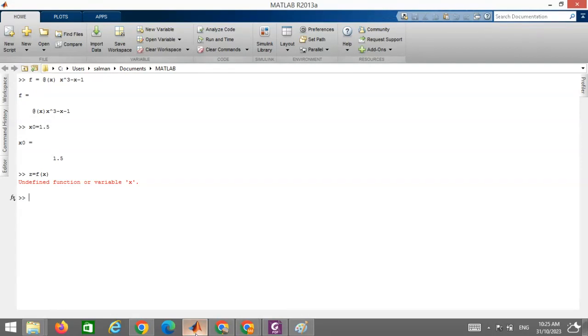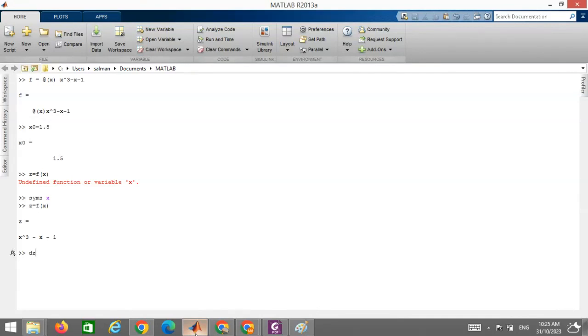Why? Because z is a function of x, which is taking from f of x, but we need to give a symbolic notation for x, saying that these functions are in terms of x. So I just define this and then again write the same equation. Now this is working. My f of x is now in z. Is it clear?